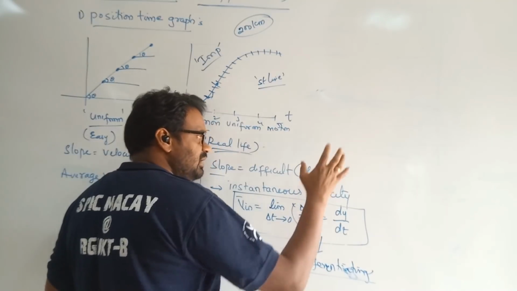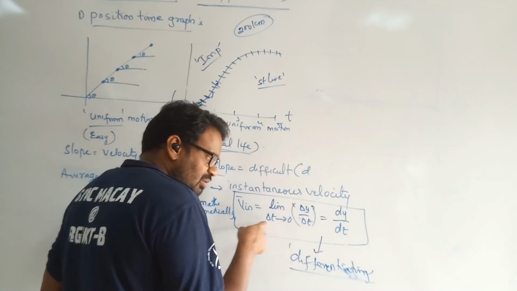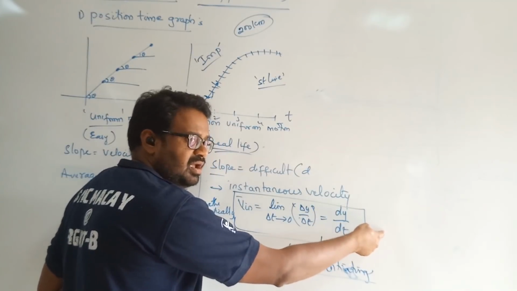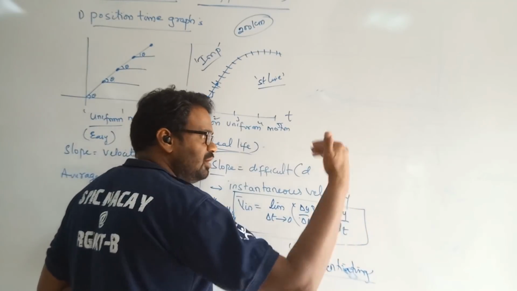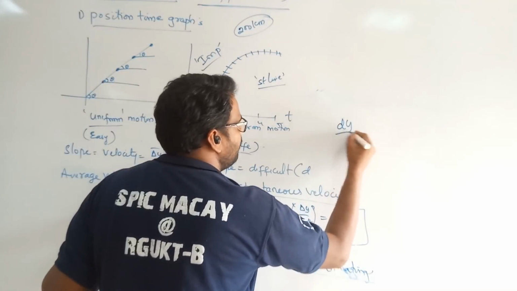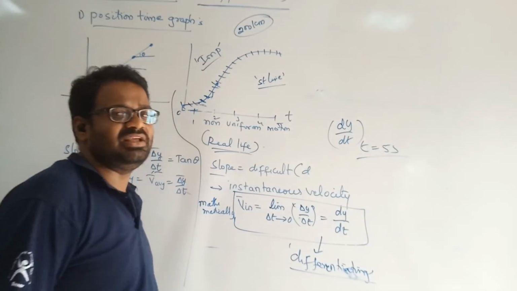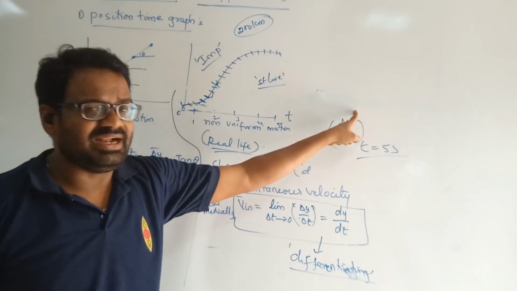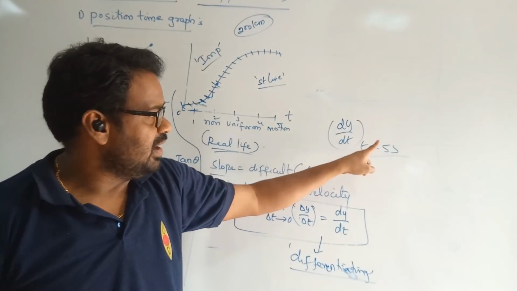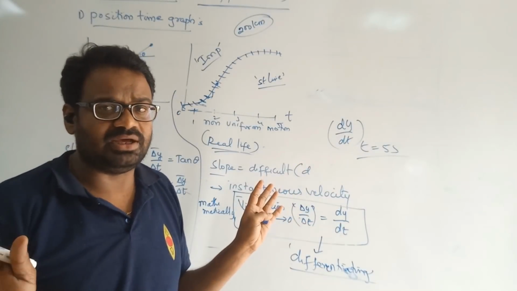Delta y by delta t is the change of final minus initial. But this is at what time? At 10 seconds, I am stopping. This is at time t equals 10 seconds. dy by dt at 20 seconds, at time t equals 20 seconds. Generally we write dy by dt at time t equals 5 seconds. Now what is this giving rise to? Differentiating y with respect to time at t equals 5 is the meaning of that value. Hopefully that point is clear.